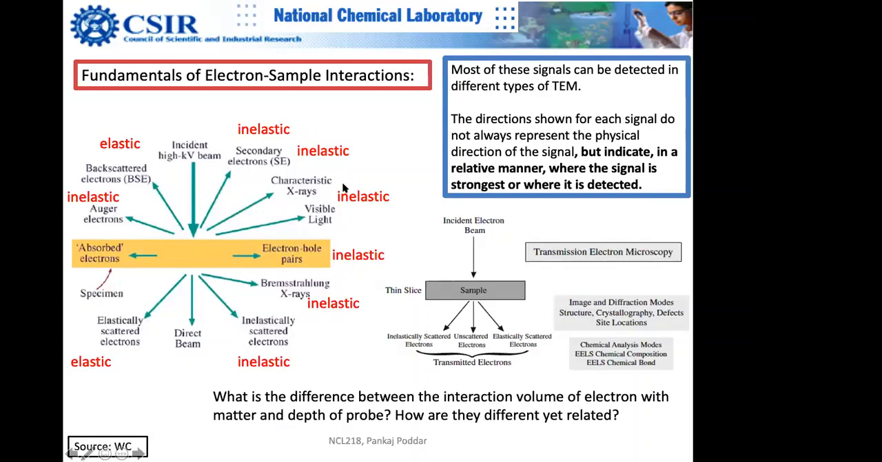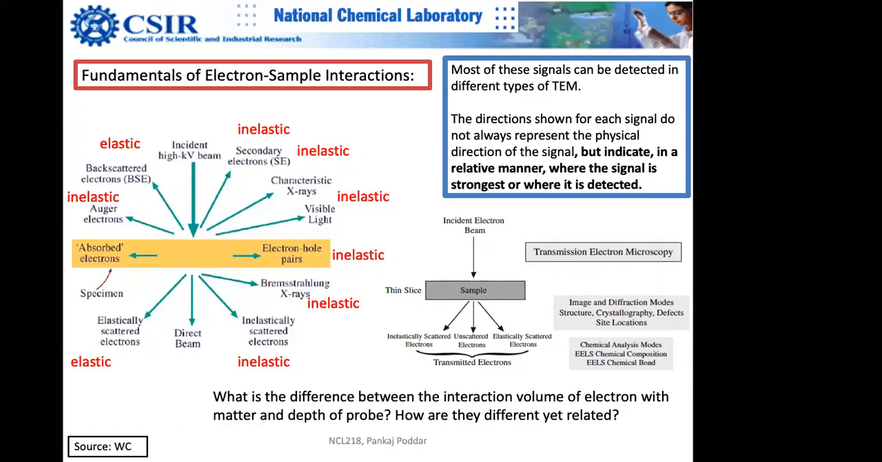So this slide might be summarizing what is really happening today. You have an incident high energy electron beam which interacts with your sample. Here you have zero potential, there is vacuum essentially, and then you have this potential here. Atoms might be periodically arranged or there may be some amorphous part, but whatever it is, this potential is much subtler in comparison to the several kilo electron volt energy. So it acts like a small perturbation. Most of the electrons will just pass without transferring any energy.